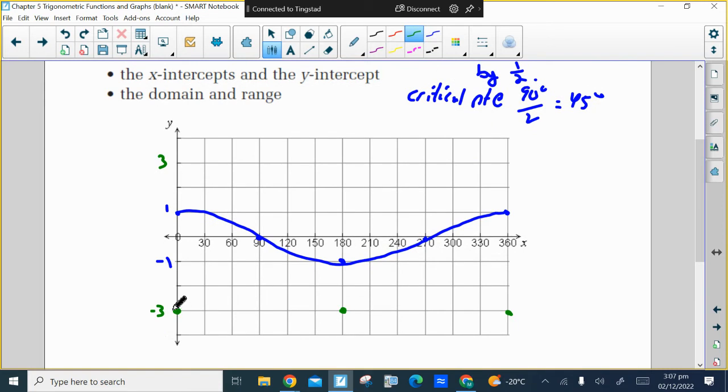So we start at -3. At 45 degrees, our next critical point will be in the middle. Another 45 degrees, we're at our maximum. Another 45, back to the middle. Another 45 at the minimum. That's the end of our first cycle. Another 45. Another 45 at 270, we're at our maximum. Another 45 in the middle, and then finish off at the minimum. So this is the graph.